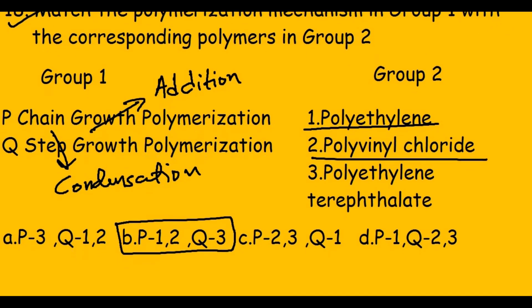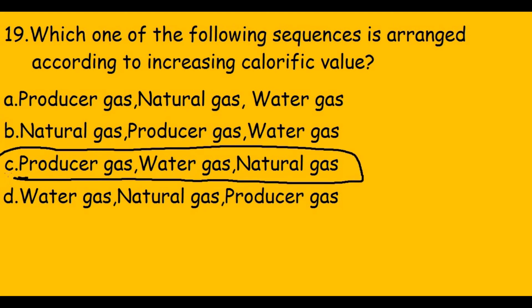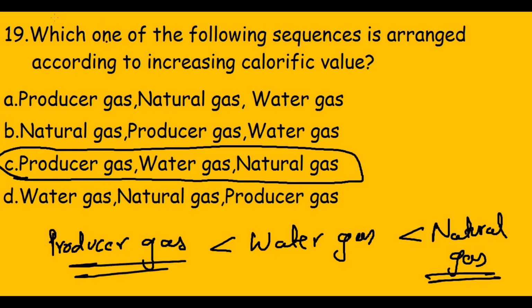So this is the 18th question. Now we will go to the next one. This question says, which one of the following sequences is arranged according to increasing calorific value? They have given a number of options. The correct one is this one. This is the correct arrangement: producer gas, then water gas, and then natural gas. Natural gas has the highest calorific value and producer gas has the least calorific value.